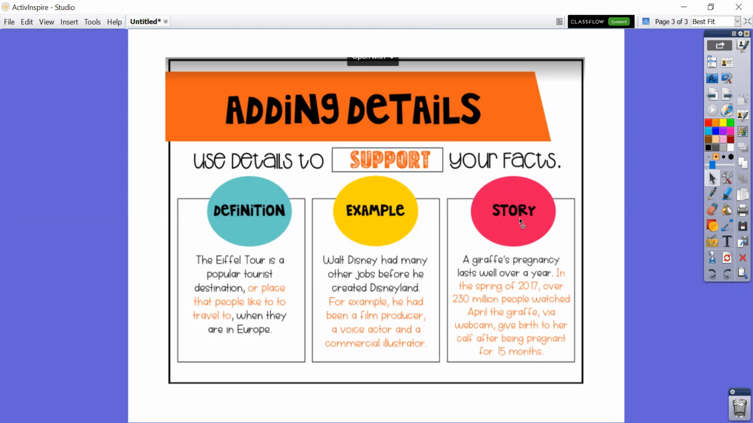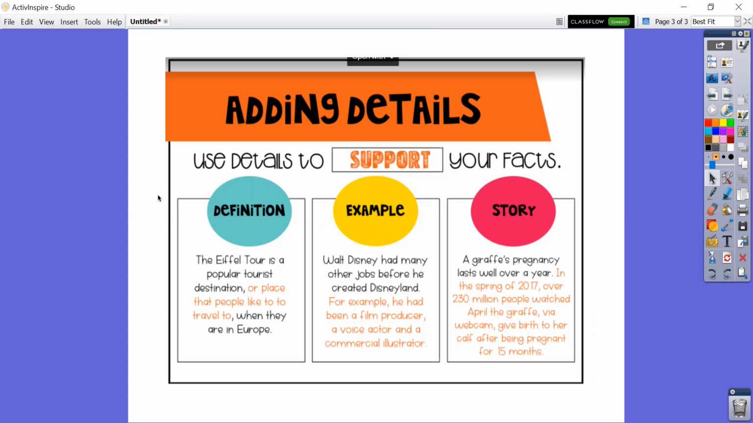We could also use a story. So here's the fact, a giraffe's pregnancy lasts well over a year. Then we jump into a story and give an example. In the spring of 2017, over 230 million people watched April the giraffe via webcam give birth to her calf after being pregnant for 15 months.